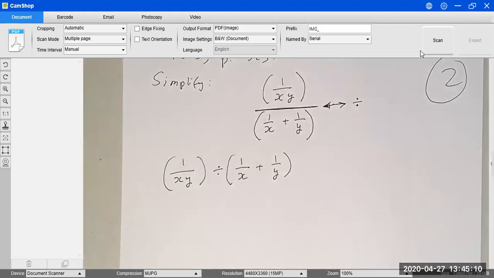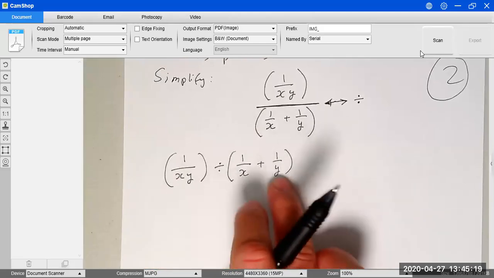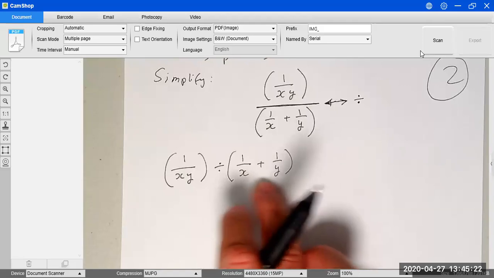So then we're going to start working with simplifying every expression or rational expression that is inside of the parentheses.